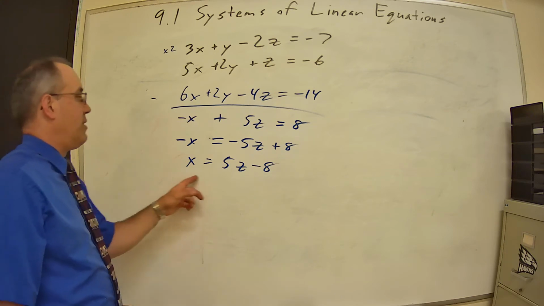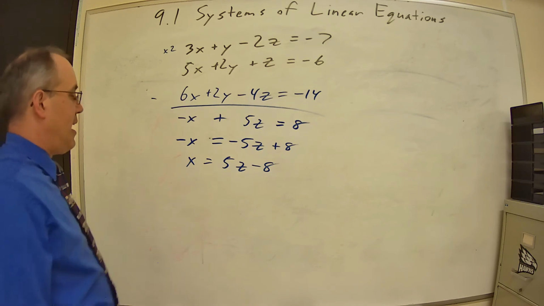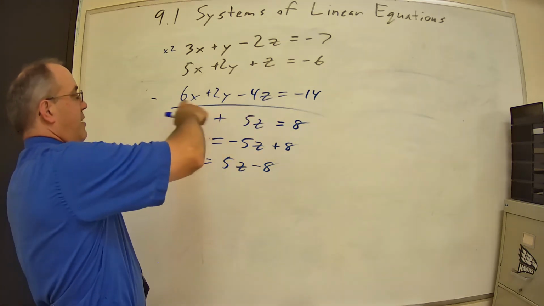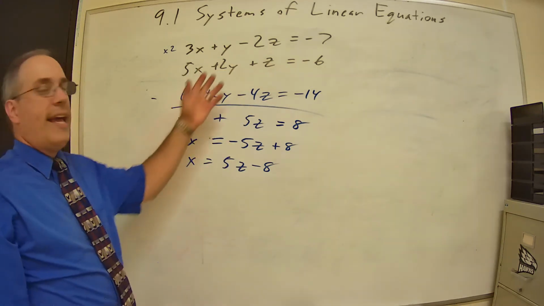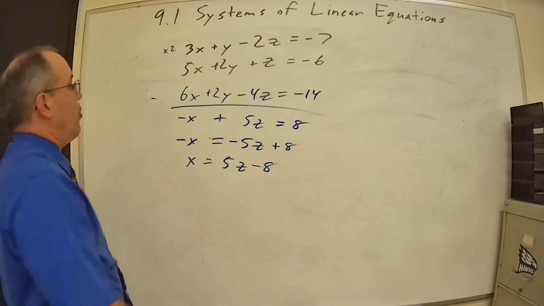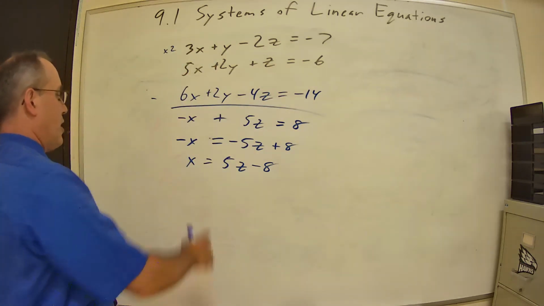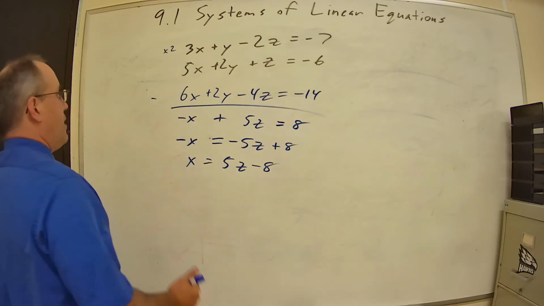Well, if I have x in terms of z, I can now use this and get one of these other equations where I have y and z. So I'm going to take this bottom one just because. So I'm going to substitute in for x with 5z minus 8.